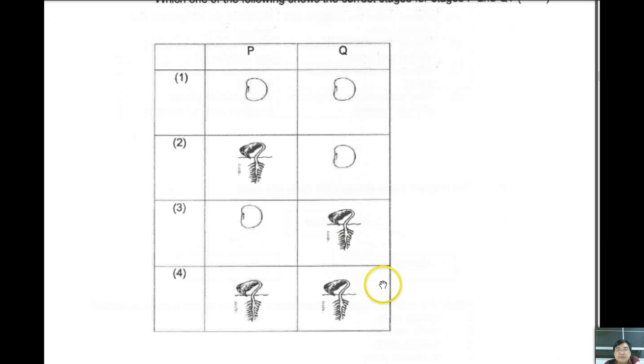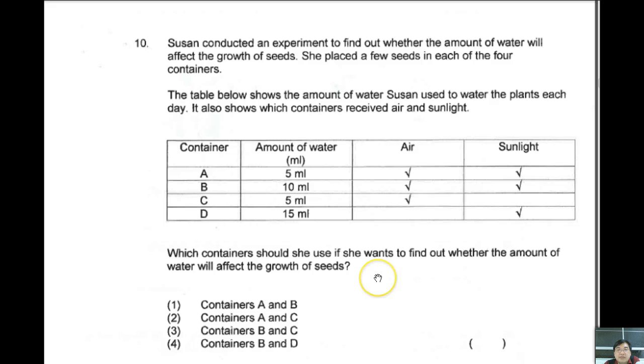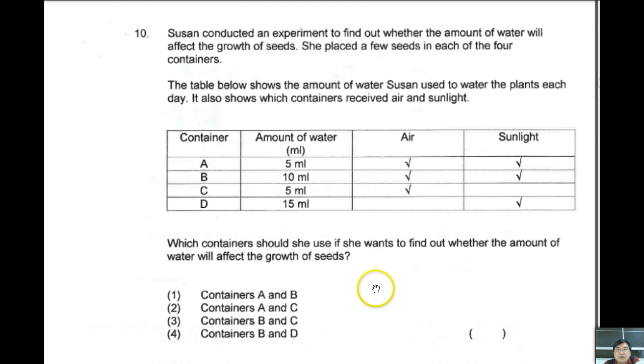Next, 10. All right, let's do it slow. Susan conducted an experiment to find out whether the amount of water will affect the growth of seeds. So the test is the amount of water. Can you see here? Amount of water, whether less water, more water, or somewhere just right. Let's continue from here. So how the amount of water affects the growth of the seeds.